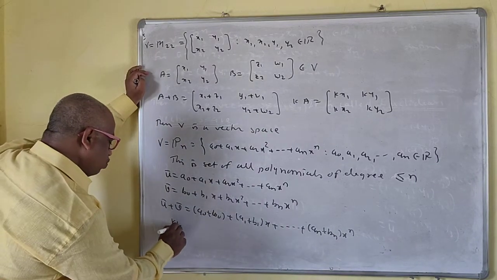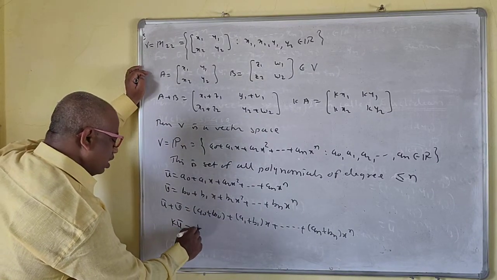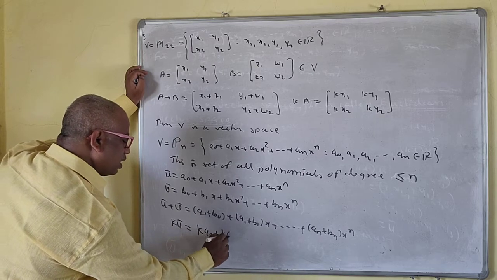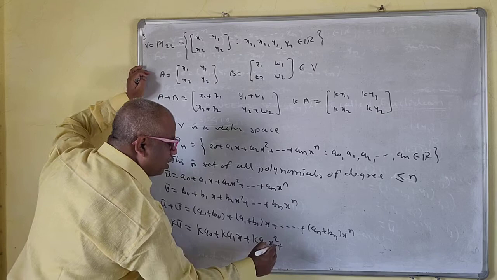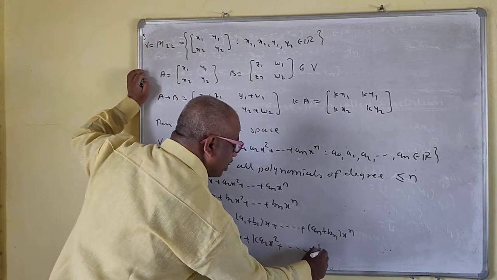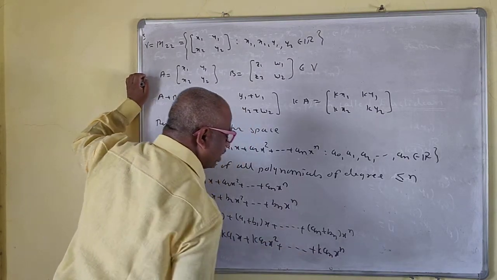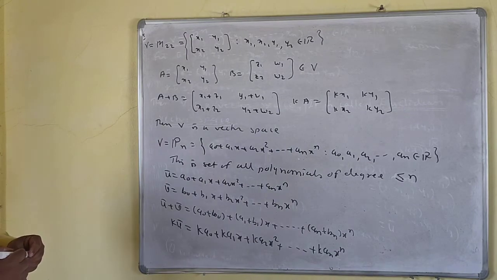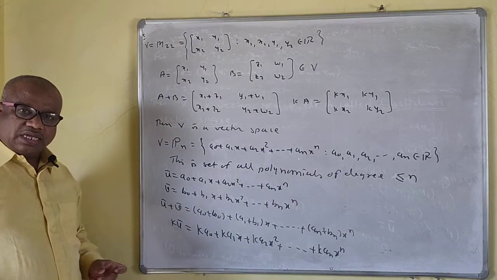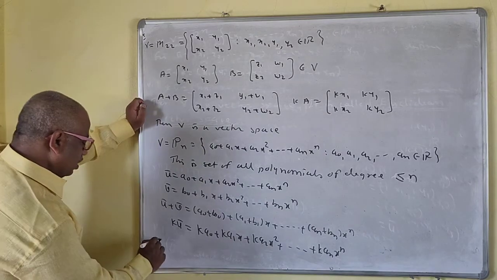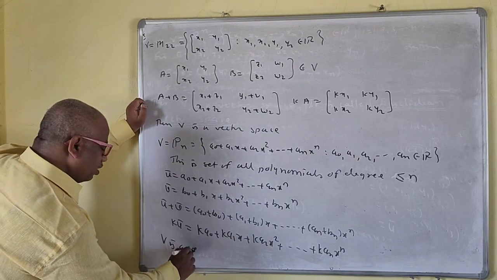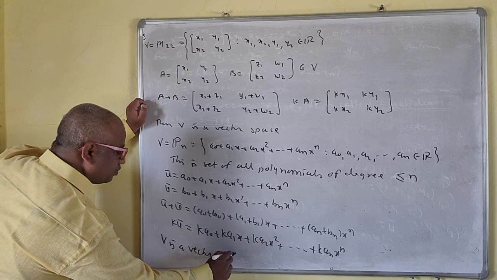Okay. So k into u bar is what? k a naught plus k a1 x plus k a2 x square plus dot dot dot plus k an x to the power n. Okay. So if you define this, it is also the usual addition and scalar multiplication. So then V is a vector space.